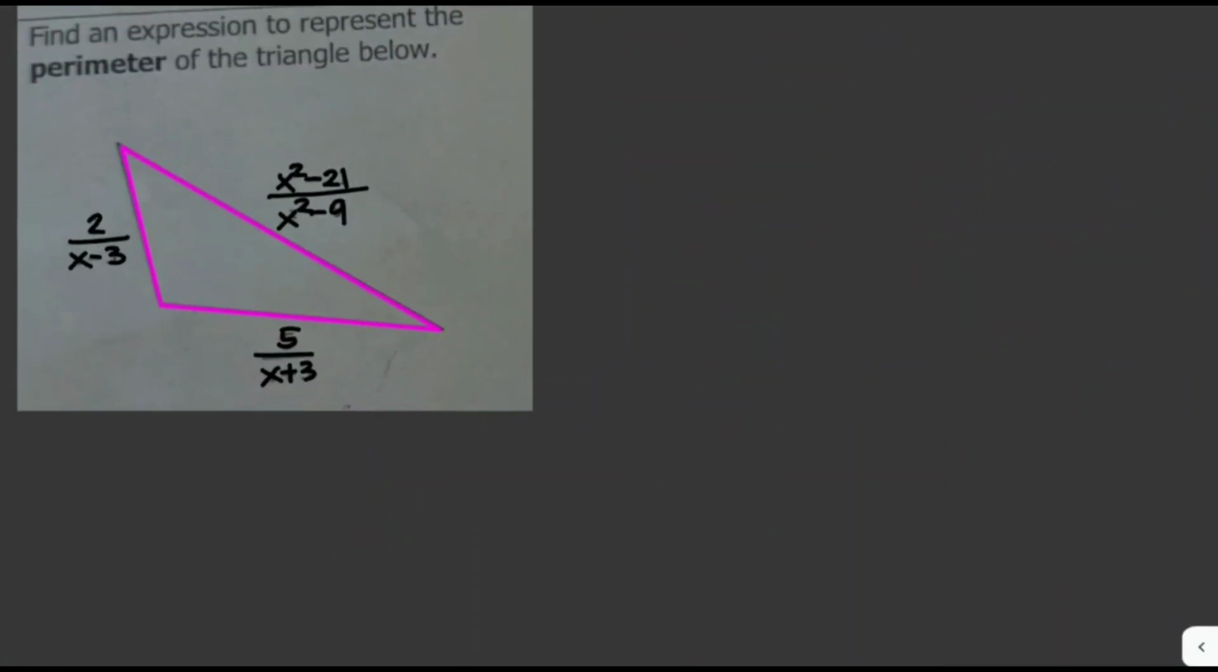Alright, how about this problem? Find an expression to represent the perimeter of the triangle below. So we're given this figure, and then we're given the values of all sides. So to find the perimeter of a triangle, we just have to add all the three sides. So it'll be A plus B plus C if our sides are A, B, C. Then we can just plug in all the values here.